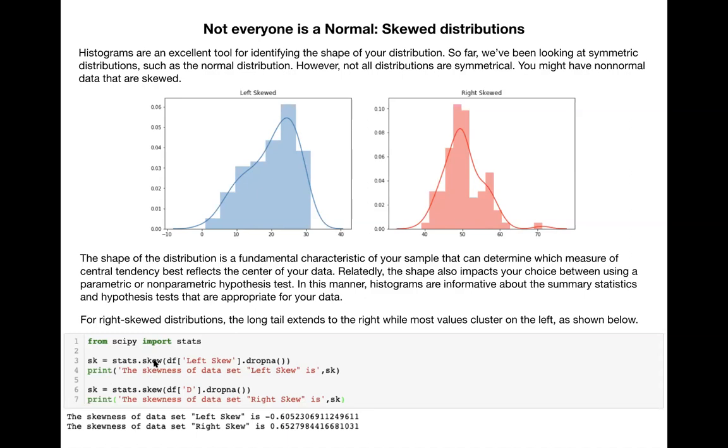Right. So question: if you put in the normal distribution down here, what would the skew value be? It has to be 0 or close to 0, right?